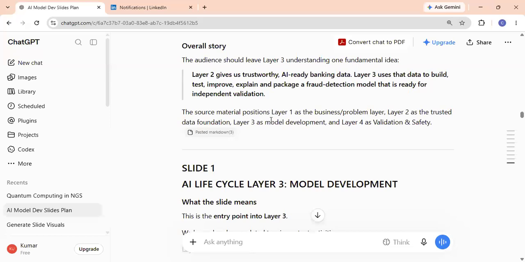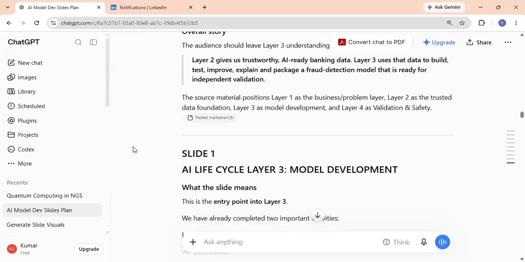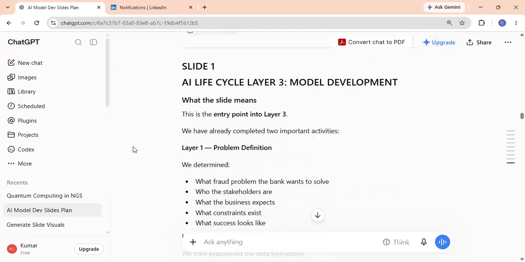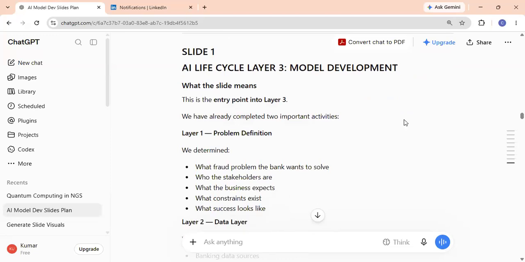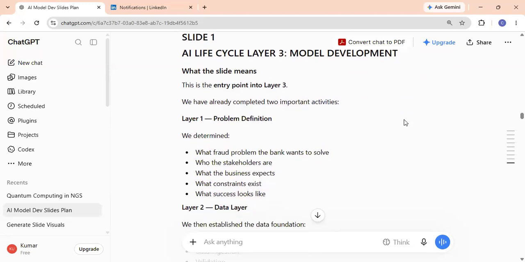The source material positions layer 1 as the business problem layer, layer 2 as the trusted data foundation, and layer 3 as model development. Because we supplied the previous demo slides also and asked it to come up with some kind of explanation, right? Yes. Now, in the life cycle, layer 3 is model development, basically. This slide is the entry point into layer 3.